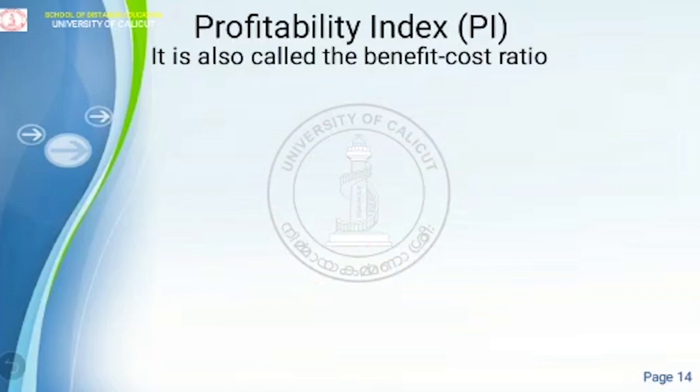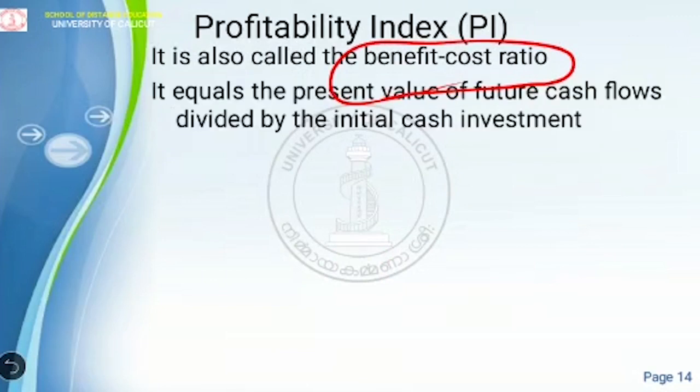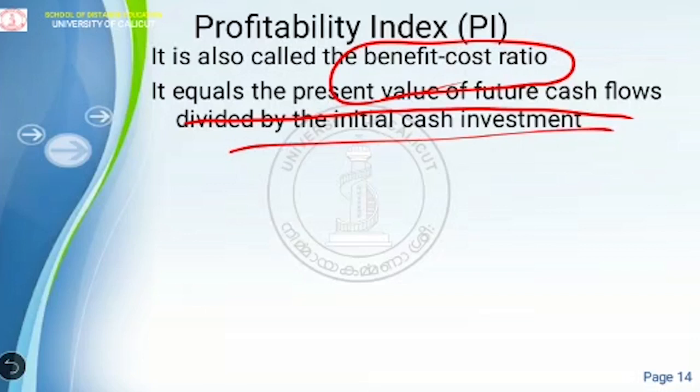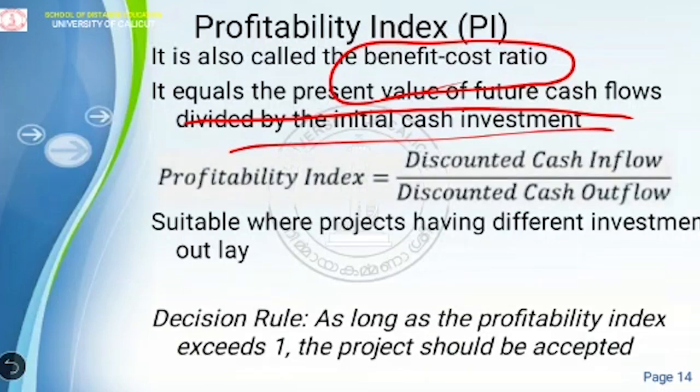Then the second last one is the profitability index. Profitability index is also called the benefit cost ratio. It is equal to the present value of future cash flows divided by the initial cash investment. So it can be calculated using the formula. This is an index: discounted cash inflow, which means our return, divided by discounted cash outflow. So you will get an index, a rate.